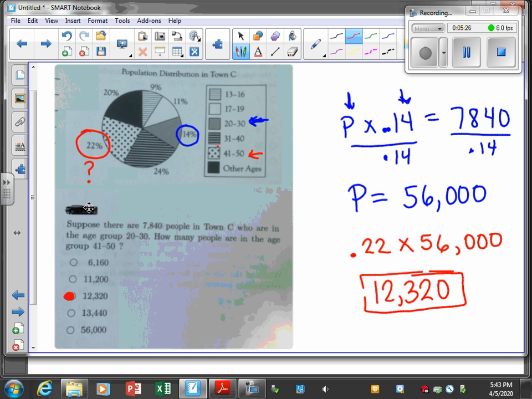So in this one, they didn't tell us the total people. They gave us this 14% in the age category. So we had to figure out the total first and then use our total, multiply that by 22% to find out how many people were in the age category of 41 to 50.